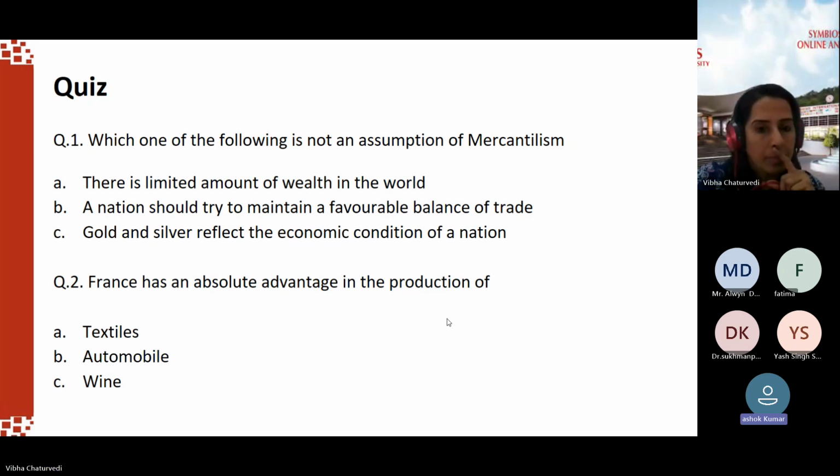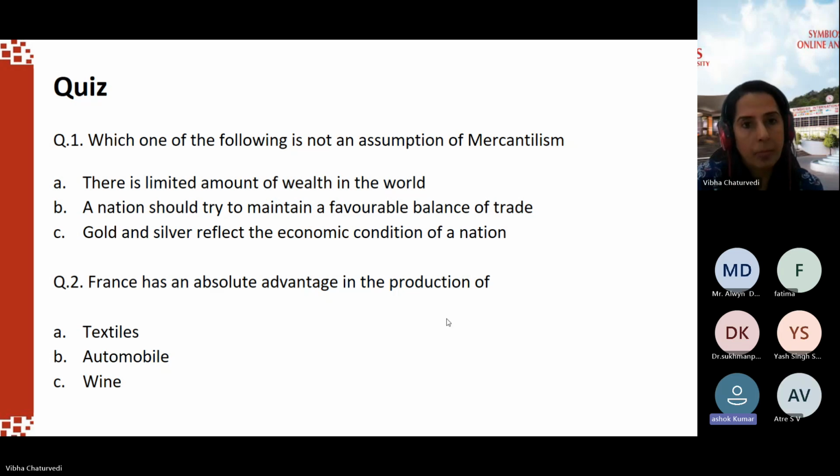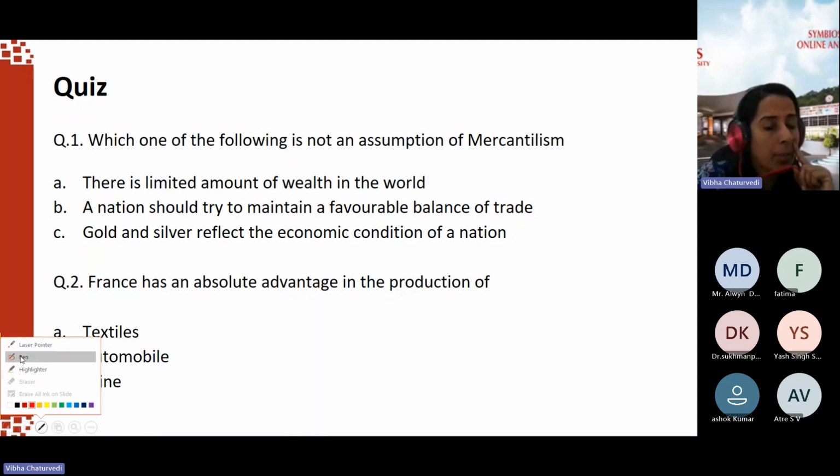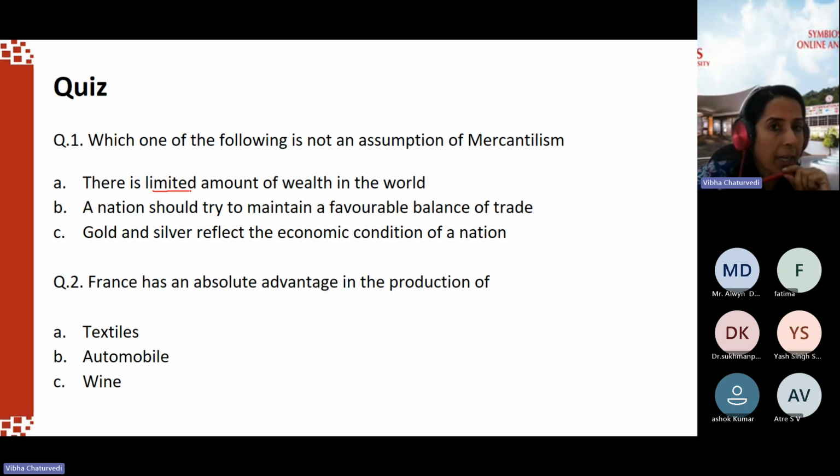There is a limited amount of wealth in the world. That is not an assumption of mercantilism. The remaining two are correct because there is not a limited, but they use the word finite for it. There is a finite amount of wealth. It doesn't mean that it is limited. There's a difference between the terms finite and limited. So there is no limited but finite amount of wealth in the world, and definitely these two are correct, which are the underlying concepts of mercantilism.